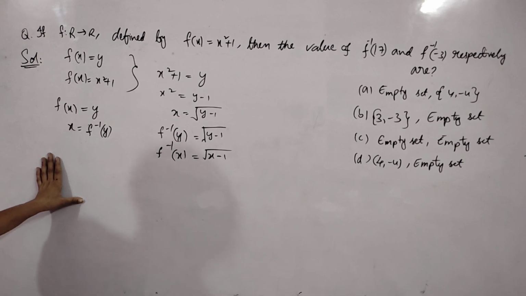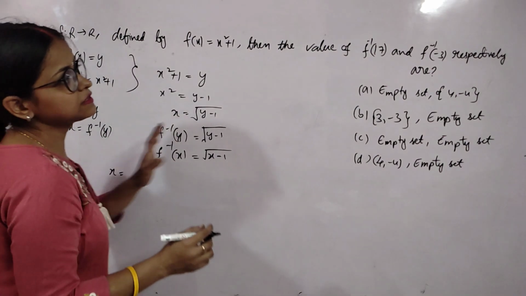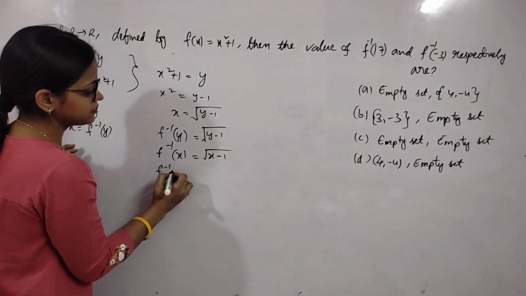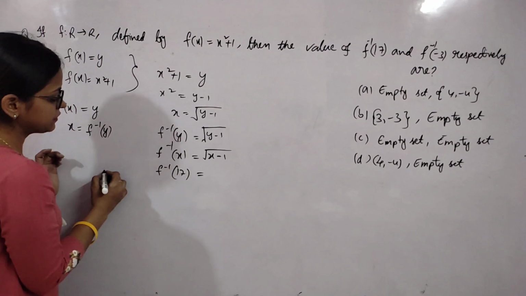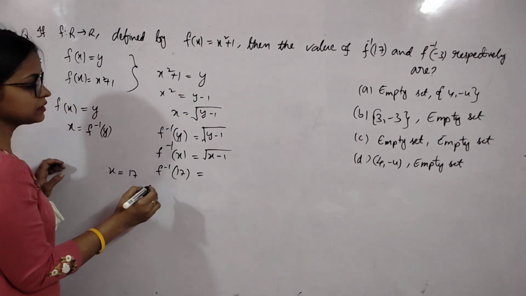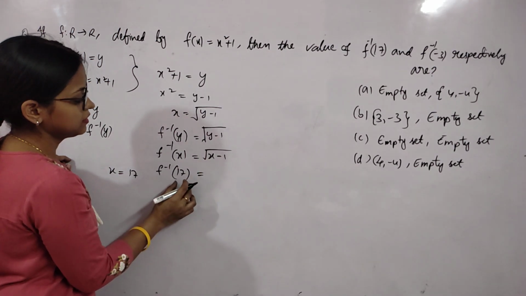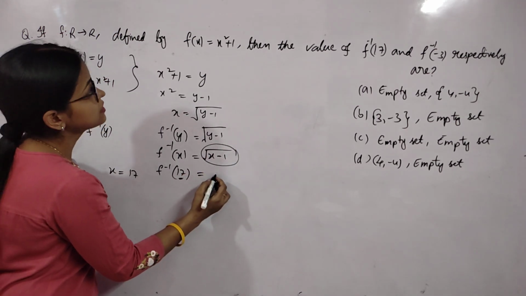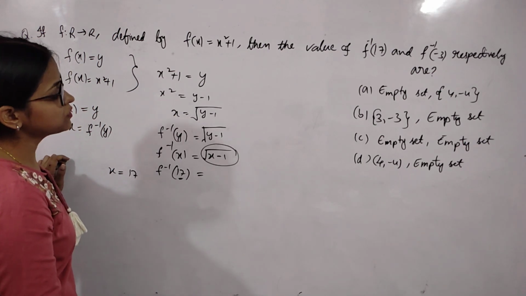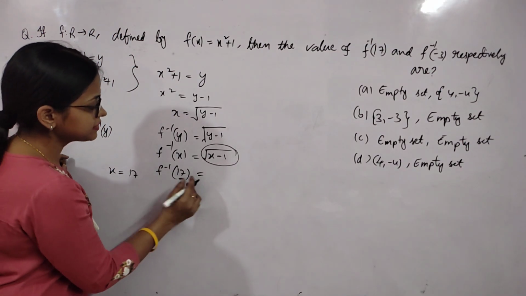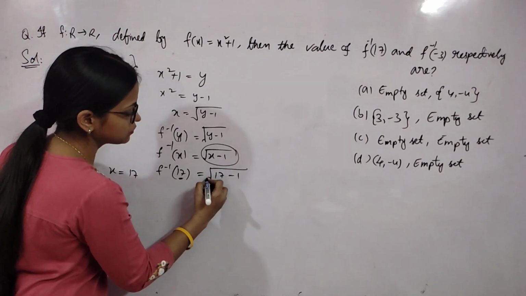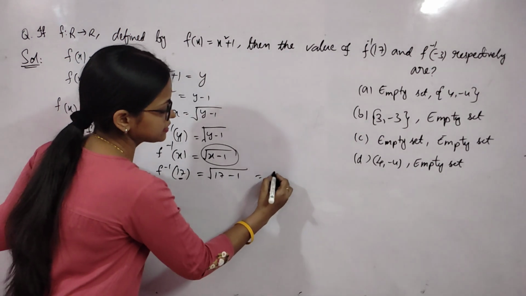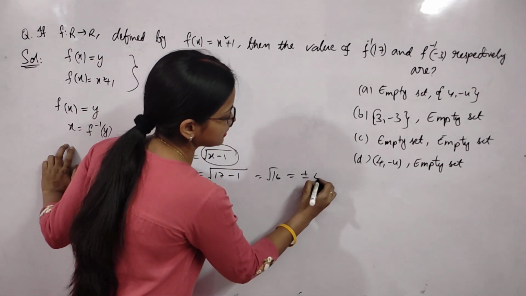Now if we take what is given here, f inverse of 17, we take x is equal to 17. So we have to write it in terms of x. Here x is root of 17 minus 1. In the place of x we are writing 17, and here it is root 16, so you are getting plus or minus 4.